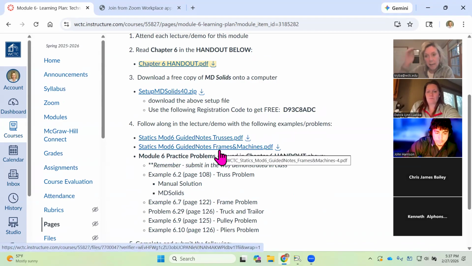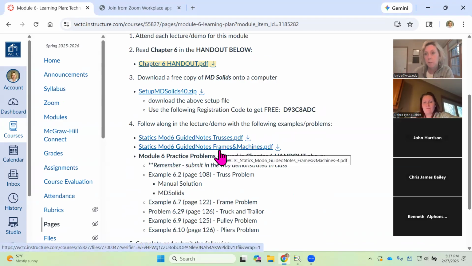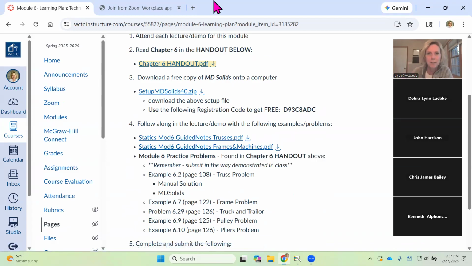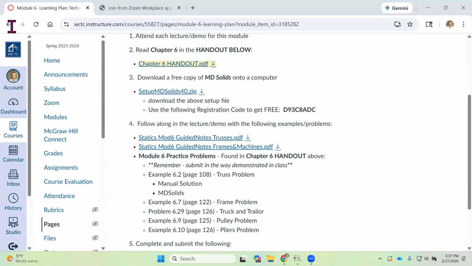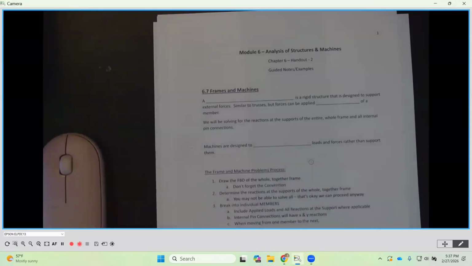And then we have the guided notes for the frames and the machines that we're going to be working on this evening. So if you want to print those off, go right ahead. But this is going to be what we're going to be working through. Turn off my video too, and I'm going to minimize this. Thank you. So I have this already printed out underneath my camera, and I'll kind of go back and forth.